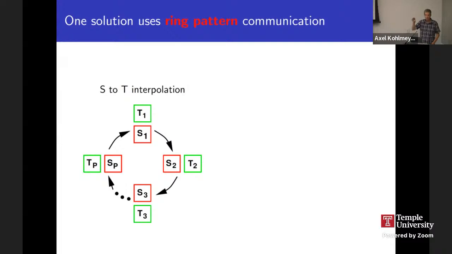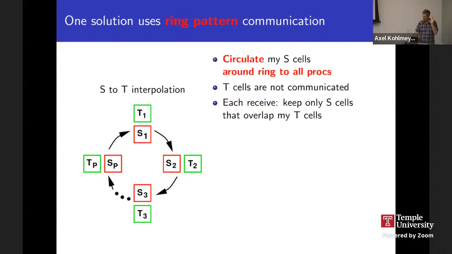I can look at those and I can pull out the ones that are geometrically close to my T cells, and keep those values for the grid points, the geometry of those cells. And once I've done the ring communication that's gone all the way around, I know all the cells that are close to my T cells, and now I can do the interpolation. I can find which ones overlap which cells. I can do the mathematics to take a set of S corner points and map them and interpolate them to a T corner. Okay, does that make sense conceptually? So I'm going to circulate my stress cells around the ring to all processors. P steps of communication. Every processor sees all the S grid cells.